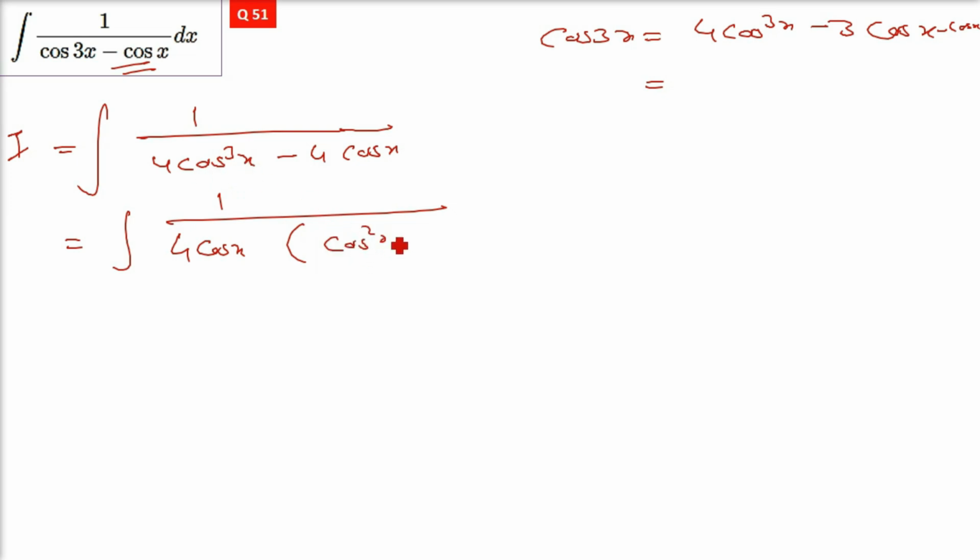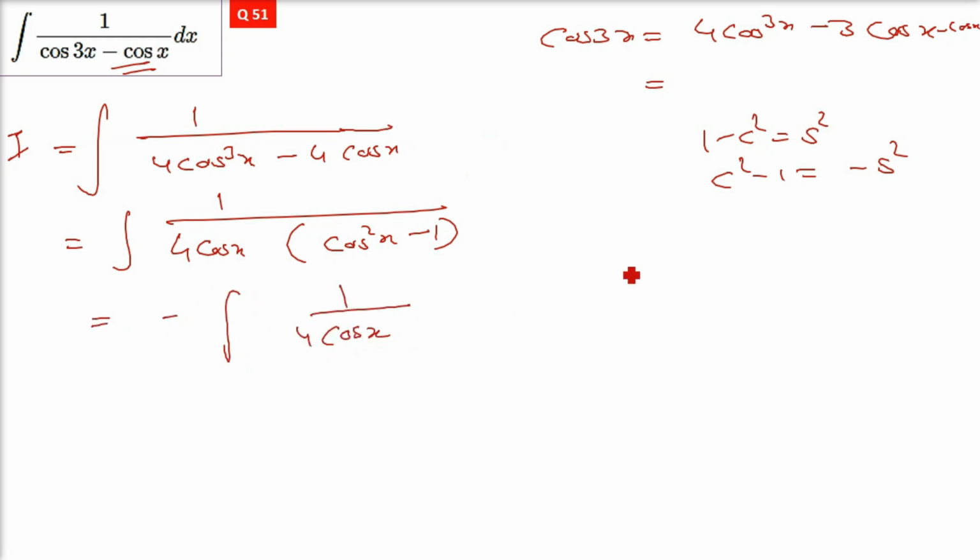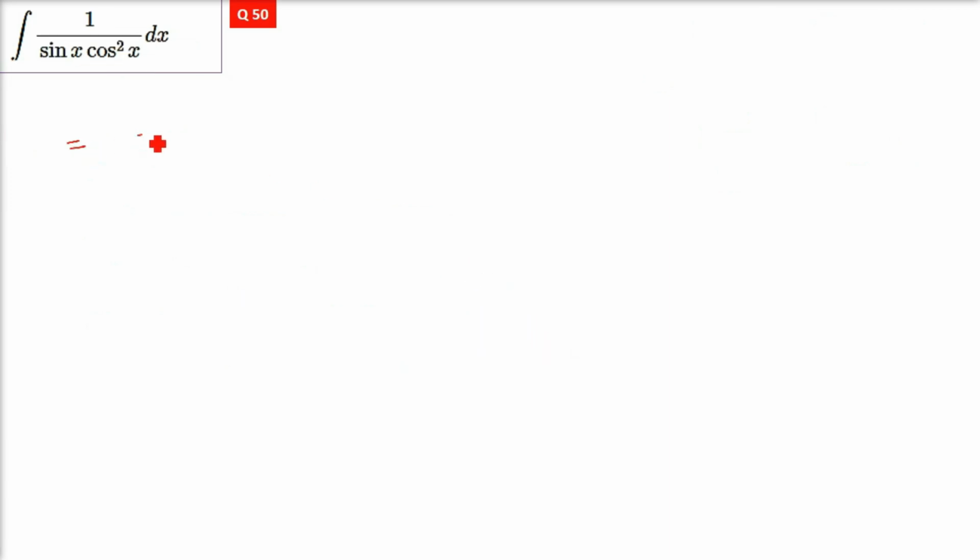And cos square x minus 1, you know that sin square x plus cos square x is 1. So what is cos square x minus 1? 1 minus cos square x is equal to sin square x. So cos square x minus 1 will be minus sin square x. So 1 by 4 cos x, this cos square x minus 1 will become minus sin square x. So 4 is already there, negative is already there. So what do we get here? Negative 1 by 4 and integration inside you will get 1 by cos x into sin square x.